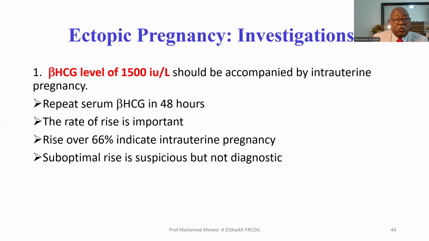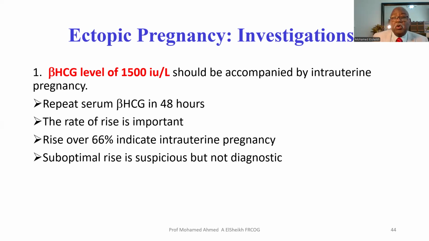Investigations you need to do for an ectopic pregnancy: beta HCG. We usually say a beta HCG of 1500 international units per liter is usually accompanied by an intrauterine pregnancy. So we repeat the serum beta HCG in 48 hours, and we see the rate of the rise.